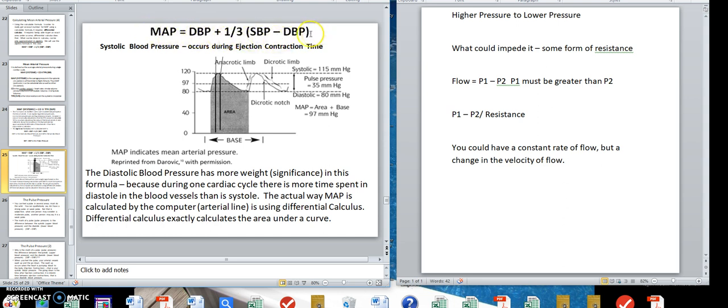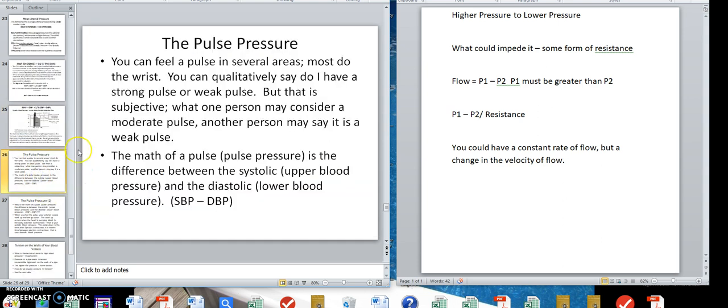Right here. So this is the one you would actually use. Okay? Now, we do one other thing. Let's know next, your pulse pressure. Let's talk about the pulse pressure.